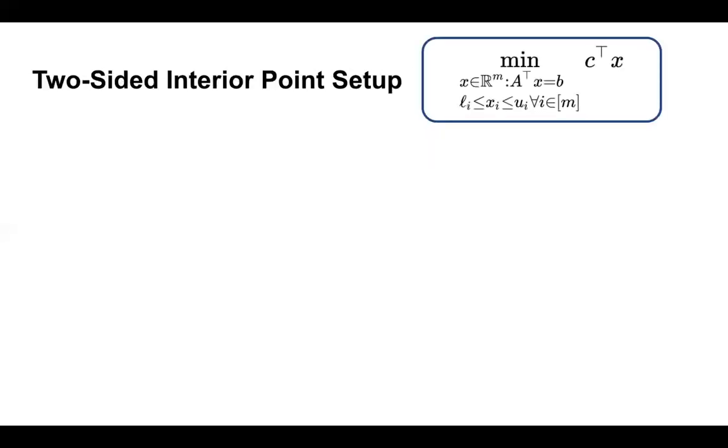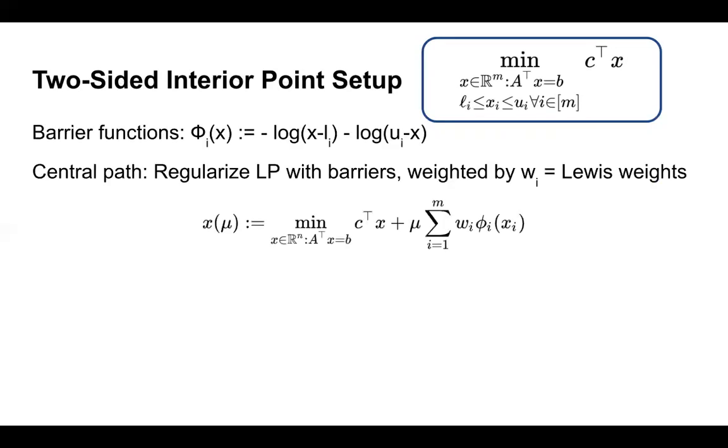At this point, I'm going to switch into giving a high level overview of what the two-sided interior point setup is. So for this linear program with two-sided constraints, so x_i is at least l_i and at most u_i, what an interior point method does is set up a logarithmic barrier, log(x - l_i), log(u_i - x), to constrain x to be between l_i and u_i. The central path of the interior point method regularizes the linear program with these barriers, with an additional weight by the Lewis weights. This is where the Lee-Sidford part of the analysis comes in.